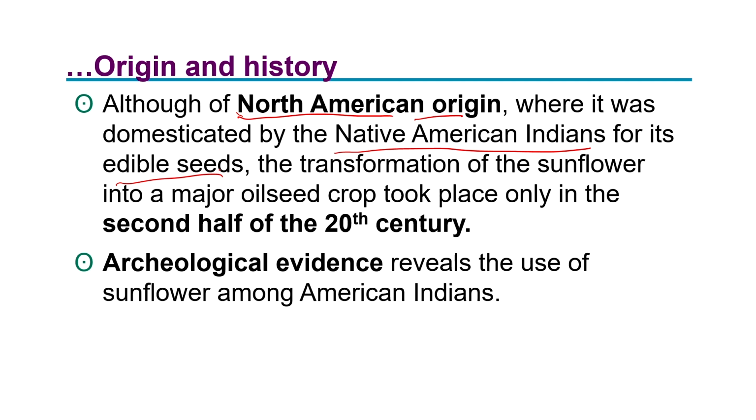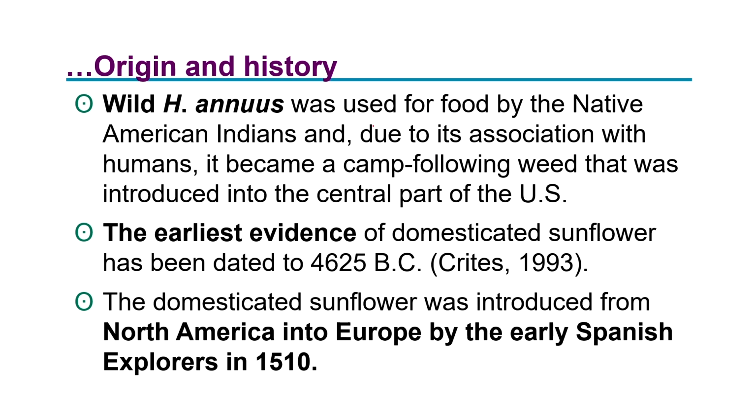The transformation of the sunflower into a major oilseed crop took place only in the second half of the 20th century. Archaeological evidence reveals the use of sunflower among American Indians. Wild Helianthus annuus was used for food by the Native American Indians, and due to its association with humans, it became a camp-following weed that was introduced into the central part of the USA. The earliest evidence of domesticated sunflower has been dated back to 4625 BC. That means it is a very old crop.